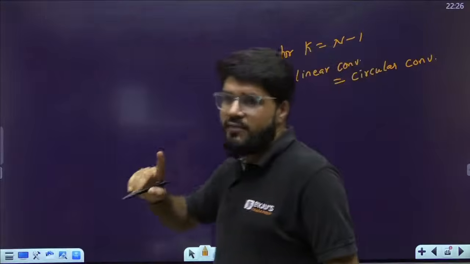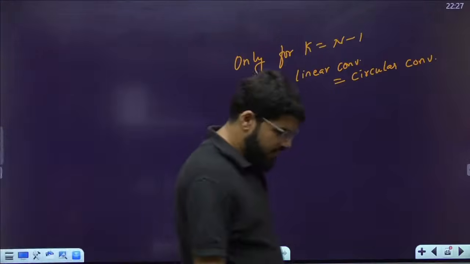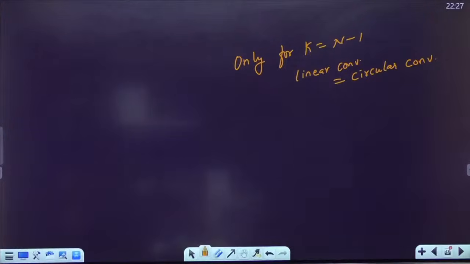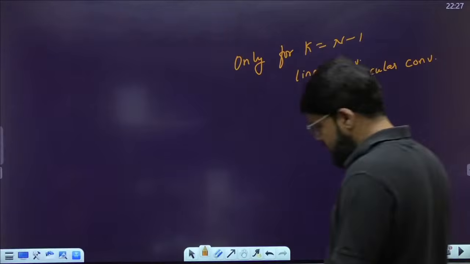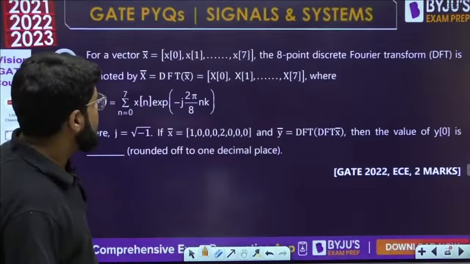Only at one point they will match. Rest all they will be different. Rest all they will be what? They will be different. ठीक है जी, rest all they will be different. That's it. Next question.